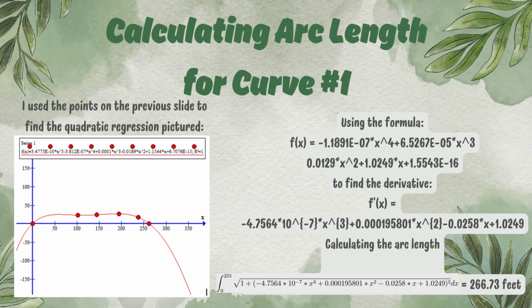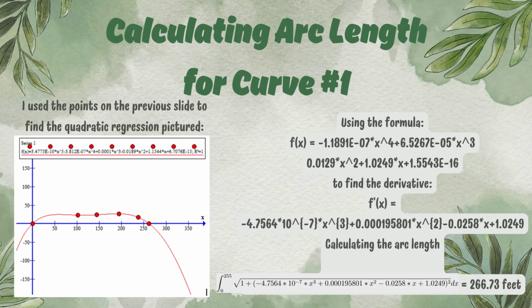So here is a picture of the quadratic regression, which utilizes the different points that I denoted on the previous slide. Using this, I was able to find the formula of the curve, which is pictured, and I was able to use that in order to find the derivative. Once I had the derivative, I was able to calculate the arc length using the arc length formula.